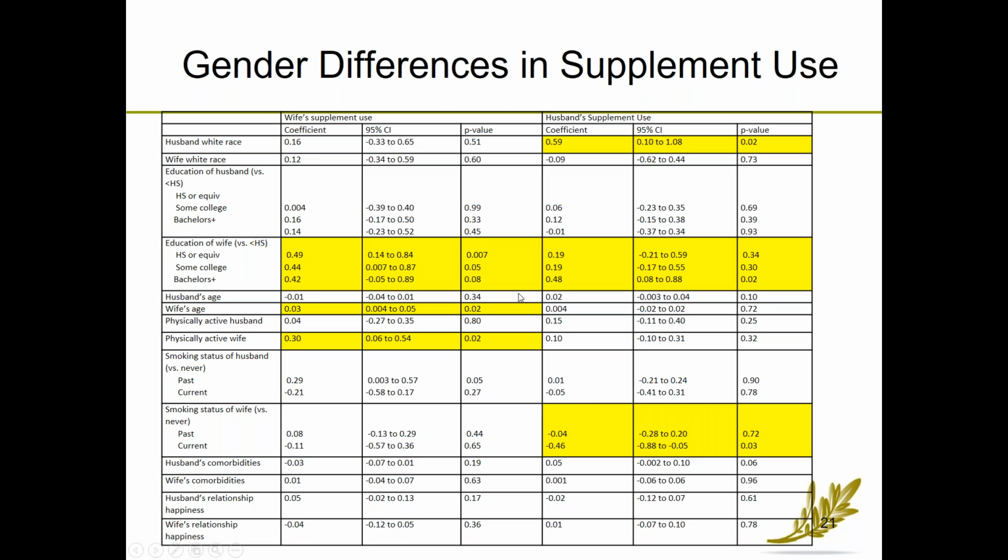So the bottom line of this graphic is to show you that it turns out that the wife's education level, the wife's age, and the physical activity of the wife determine whether or not the wife takes the supplement. But the wife's characteristics, her education and smoking status, also determine the husband's supplement use. And there are actually very few variables of the husband's own characteristics, apart from his race, that determine supplement use. It could be telling us a story about the internal dynamics within the home of why a supplement is purchased and used.